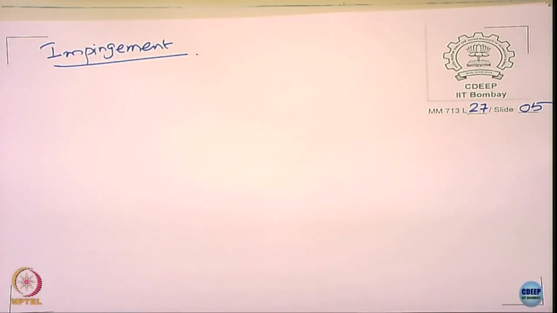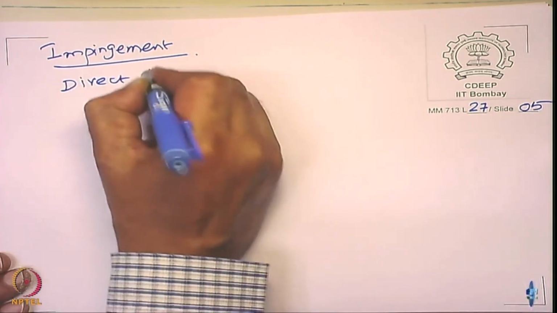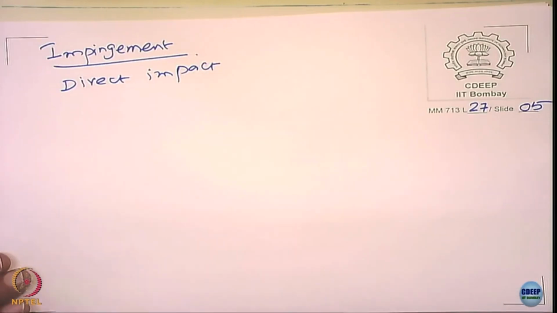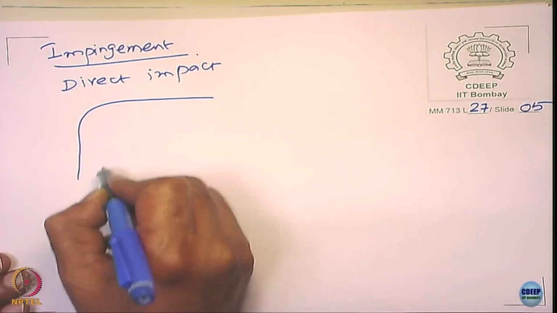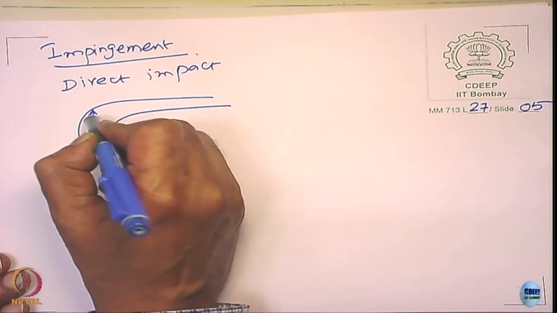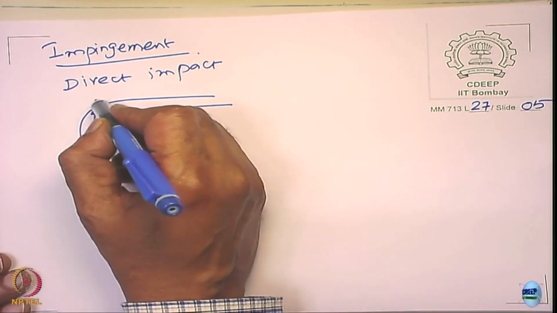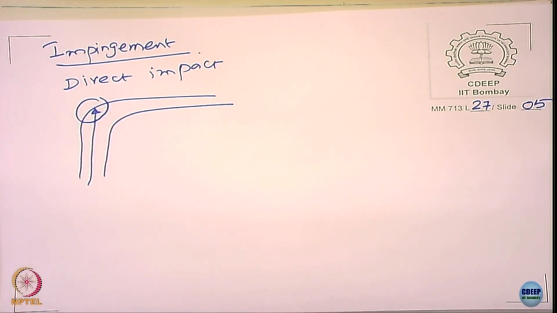Impingement is there. Okay, impingement is a direct impact. So the impact can be high here, so more erosion corrosion can take place. This is impingement attack, where impact takes place, and if you are going to have solid particles, then the extent of impingement attack becomes quite significant.